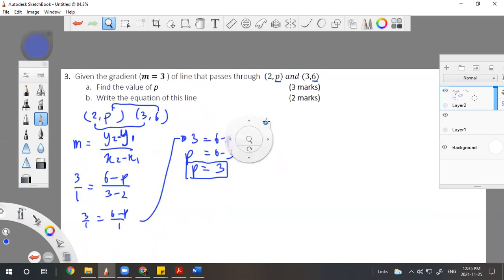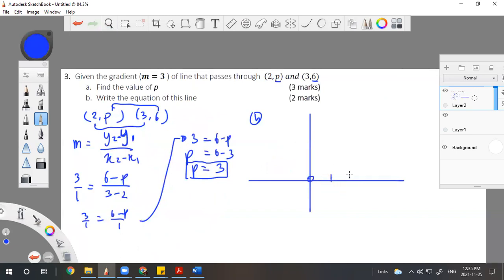Apa susahnya? Enggak ya, enggak ada yang susah. Now, write an equation of the line. Yang B agak ribet nih. You harus gambar, ya kan? 1, 2, 3, gitu aja ya. Ini 1, 2, 1, 2, 3, 4, 5, 6, right? 3,6 ada di sini. Ya, 3 ini 6. And then 2, 3 ada di sini.